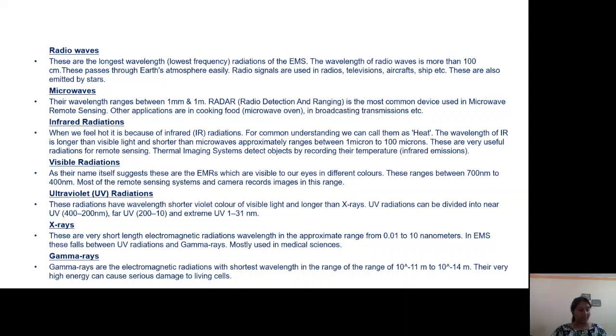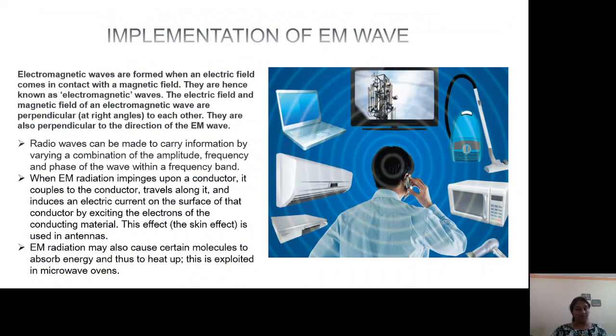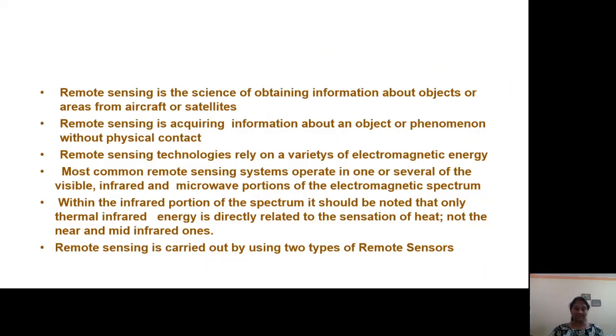Electromagnetic radiations are also called radio waves. Electromagnetic radiations cause molecules to absorb energy and thus to heat up. In our day-to-day application, we use radio waves, microwaves and infrared waves. Others are used for specific applications. Electromagnetic energy is almost always the source of energy used for remote sensing.